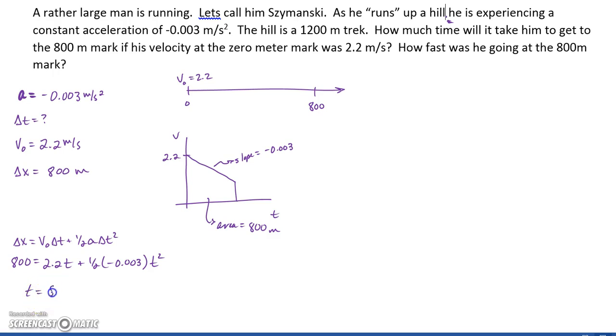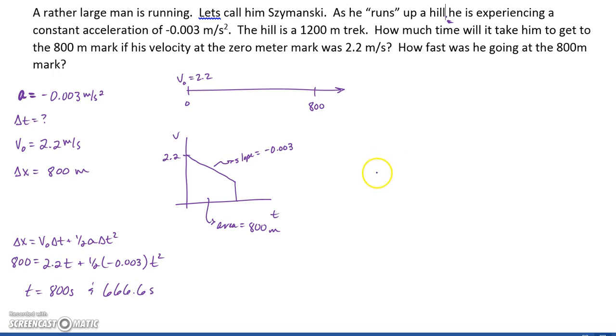Now the times that you get from this are actually pretty interesting, because you actually get 2 times. So you get 800 seconds, and you also get 666.6 seconds. So that's interesting. You'll always get 2 times because you have a squared here, but usually one will be a negative number. So you have to ask yourself, what do these mean?